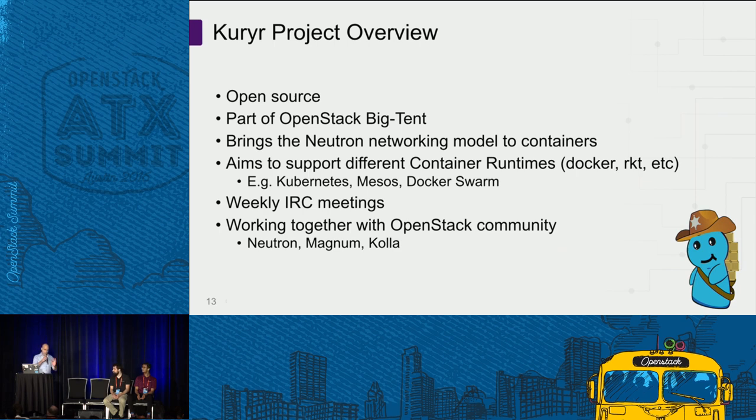And Kuryr is working on one end with the container communities like Kubernetes, Mesos, and Docker Swarm, and also bridging between individual container runtimes like Docker and Rocket, and bridging all of these to OpenStack. But we are also working on the OpenStack side on supporting features that are needed for this connection. One example is the network tags. That is an important feature for us for attaching existing networks and so on. And we are also working with other OpenStack container-related projects like Magnum and Kolla to bring full integration.